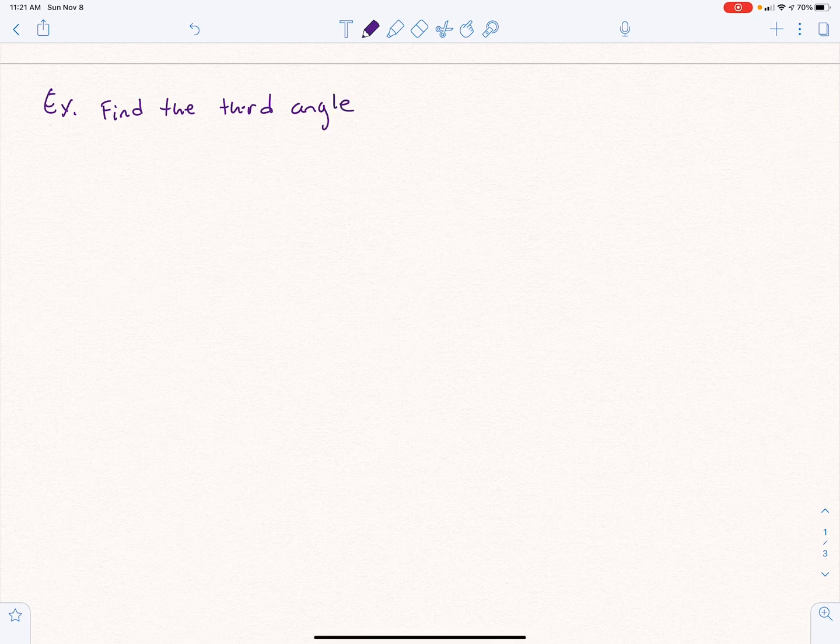And you get angle number 1 is equal to 66, and angle number 2 is equal to 37. And they want us to find out what angle 3 is, and this is what we're talking about, a triangle. So we don't know what angle 3 is.